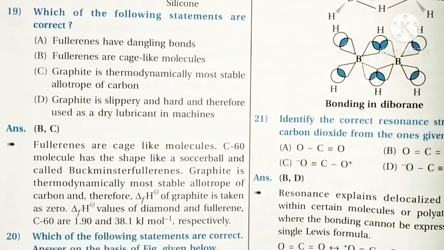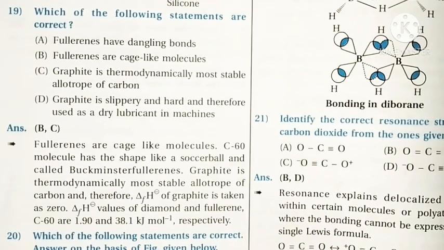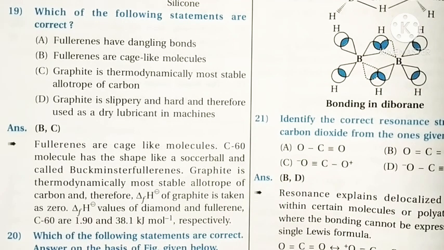Which of the following statements are correct? First one, fullerenes have dangling bonds. No. Fullerenes are cage-like molecules. Yes, because the fullerene C60 molecule has the shape of a soccer ball and is called a Buckminsterfullerene structure, right? Graphite is the thermodynamically most stable allotrope of carbon. True. Both are true. B and C, both options are true.